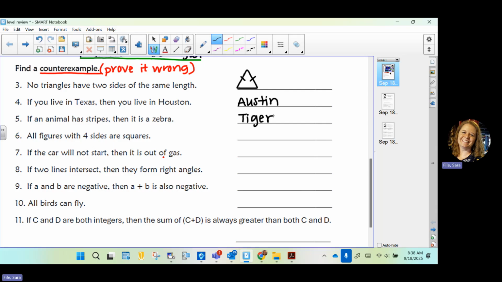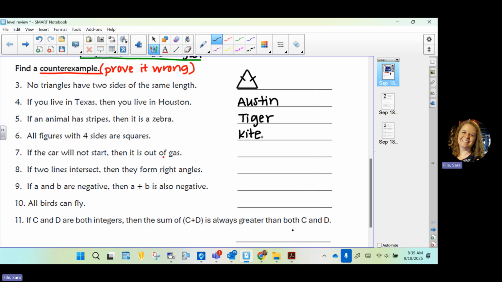All figures with 4 sides are squares. Okay, so you could have a rectangle that's not a square. You could have a kite. You could have a parallelogram. You could have a trapezoid. There's lots of 4-sided shapes. 4-sided shapes are called quadrilaterals. Okay, not all quadrilaterals are squares. So any of those would be a good example. I'm going to put kite, but you could put diamond, rectangle, trapezoid, parallelogram, lots of possibilities here.